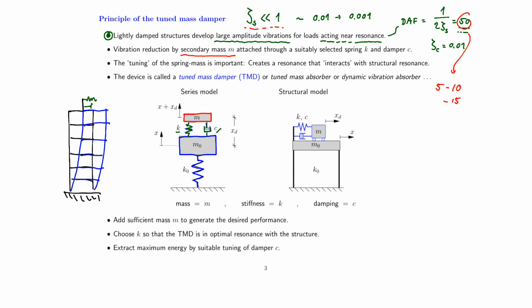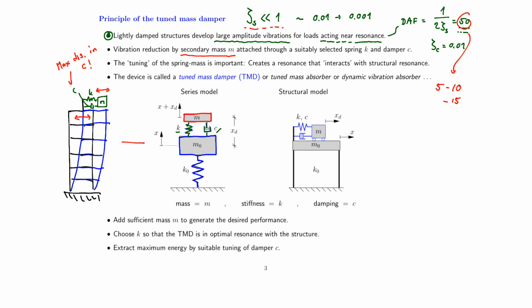So we install our TMD with M, K, and C, so that when the structure vibrates forth and back, the TMD will as well vibrate forth and back. And the idea is to amplify the TMD deflection so that we maximize dissipation of energy in C. That is the idea, the working principle of a tuned mass damper.